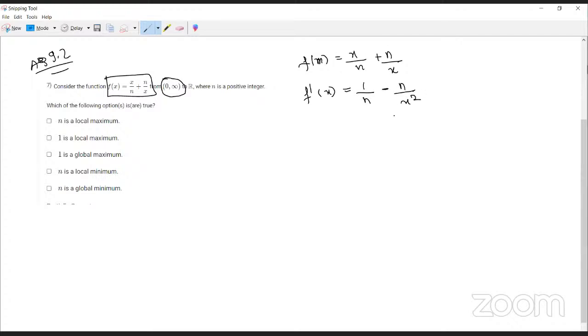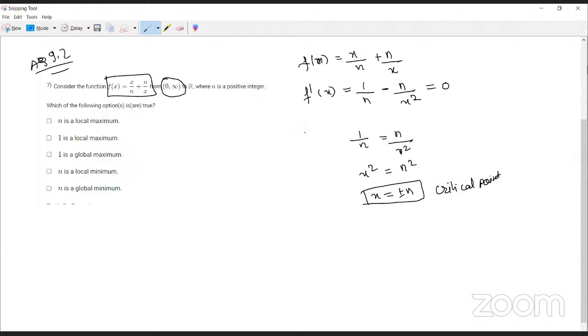Right? Now in order to find the critical points, I have to equate this f dash of x equals 0. Now if I equate this, what will I get? So x square equals n square, right? Yes, sir. x equals plus minus n. So these are my critical points.